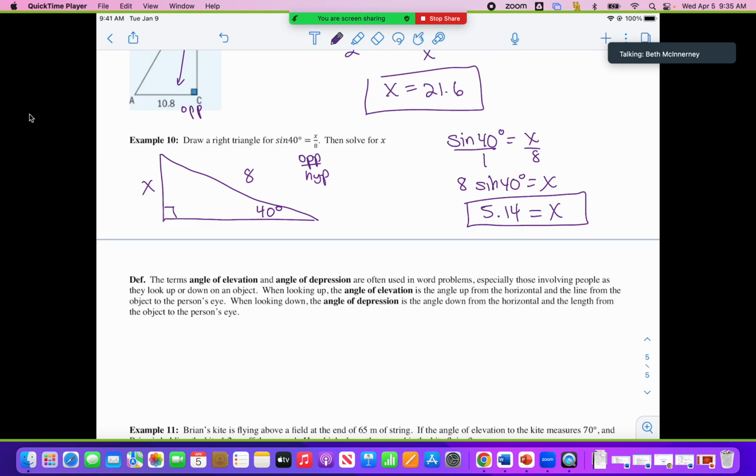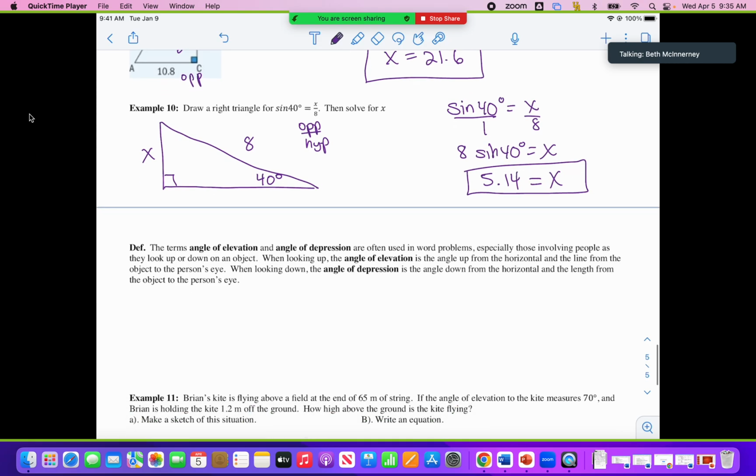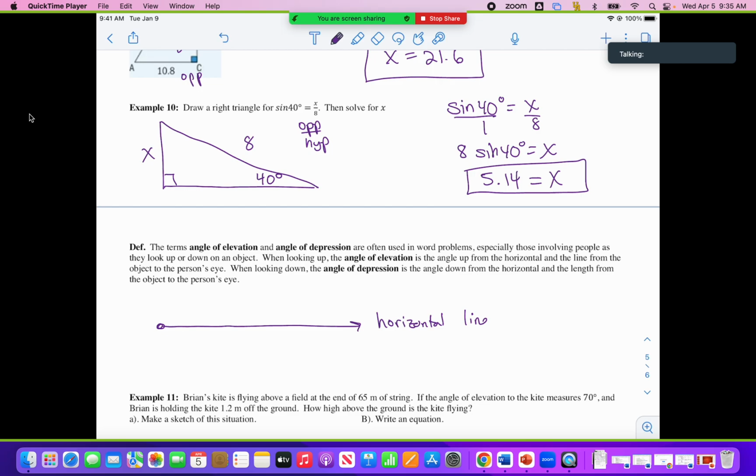So, do you remember from geometry something called the angle of elevation and angle of depression? So I'm going to redefine it for you. So if you have a horizontal line, and it's always from a horizontal line, not a vertical, okay? From a horizontal line, if you look up, looking up is called an angle of elevation.